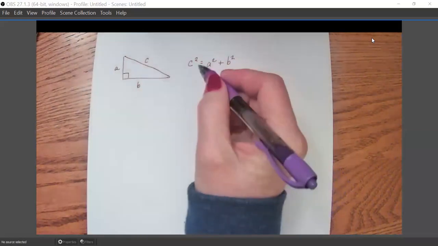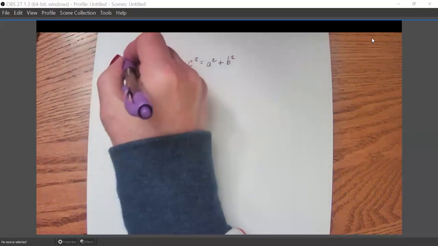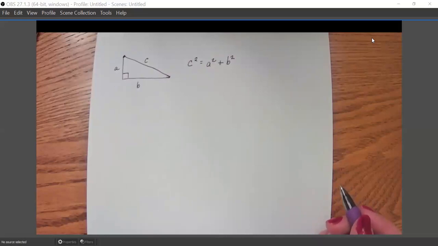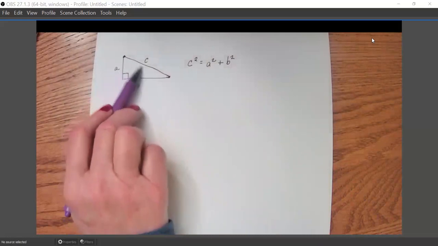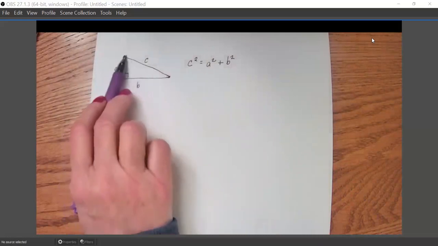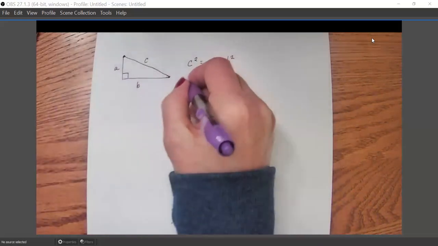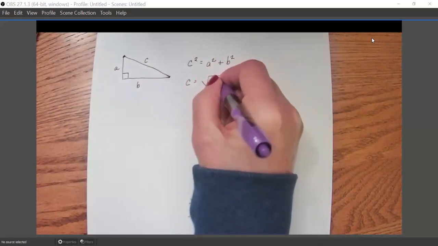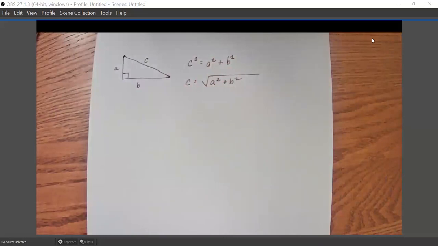It also gives the distance between 2 points. Let's say we wanted the distance from this point to this point. Actually, the distance between any 2 points is something, so let's say the distance between these 2 points is length C. C is going to be the square root, and you're only going to have a positive value because distance can only be positive. So we take the square root of both sides.